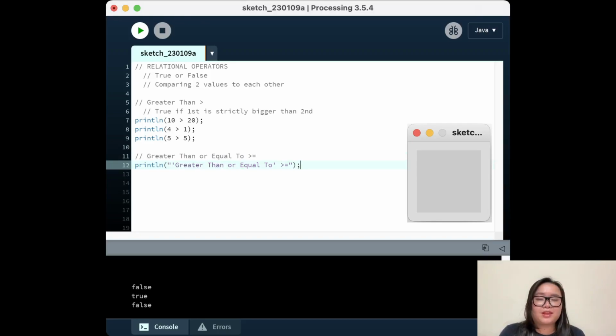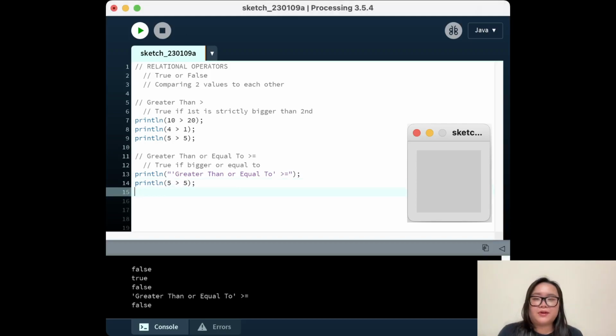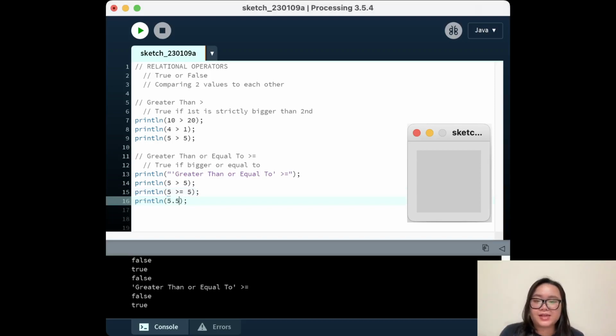Greater than or equal to. This operator is very similar to the previous greater than operator, but with a crucial difference. It first evaluates if the first value is strictly greater than the second value, but it also checks if the two values are equal. Let's look at our last example again. We have 5 greater than 5, which would evaluate as false because 5 and 5 are equal. Is 5 greater than or equal to 5? This would evaluate as true because although 5 is not bigger than 5, they are equal. And we have 5.5 greater than 5 is also true as the point 5 is taken into account.